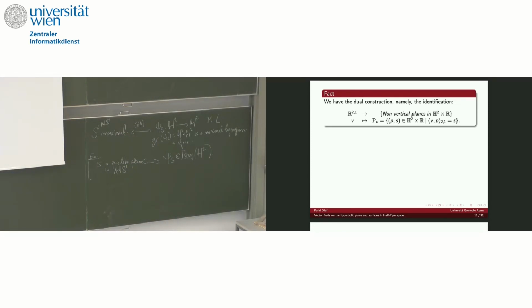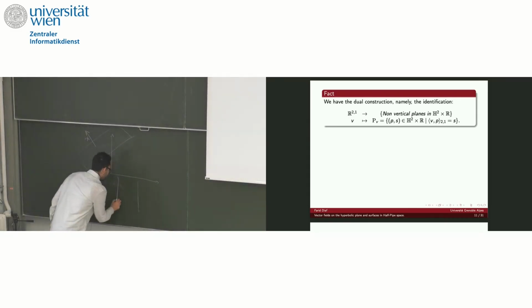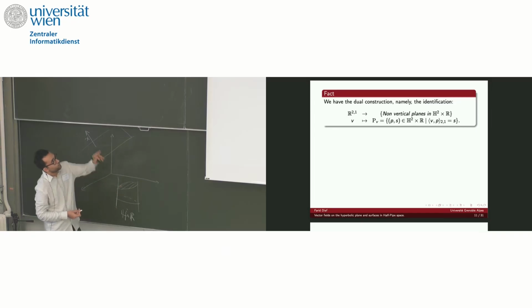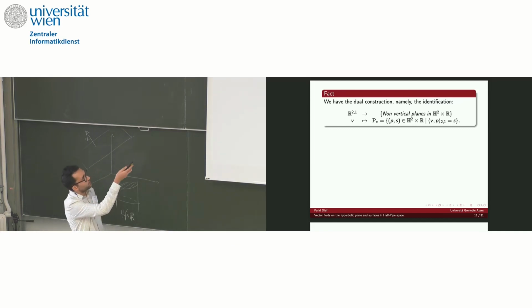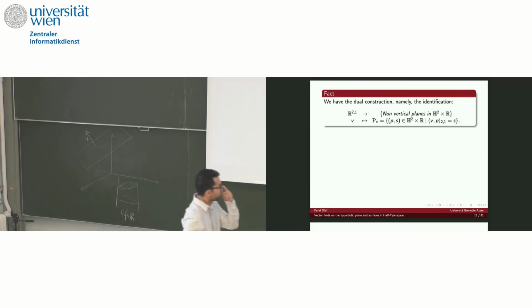This is H2 cross R. So a plane means a non-vertical plane. It's an intersection of a plane of R3 with this H2 cross R. And so each plane of this geometry can be seen as a point in Minkowski space, given by this. They are all the planes containing V, if you want. This is just the usual notion of duality in projective geometry.